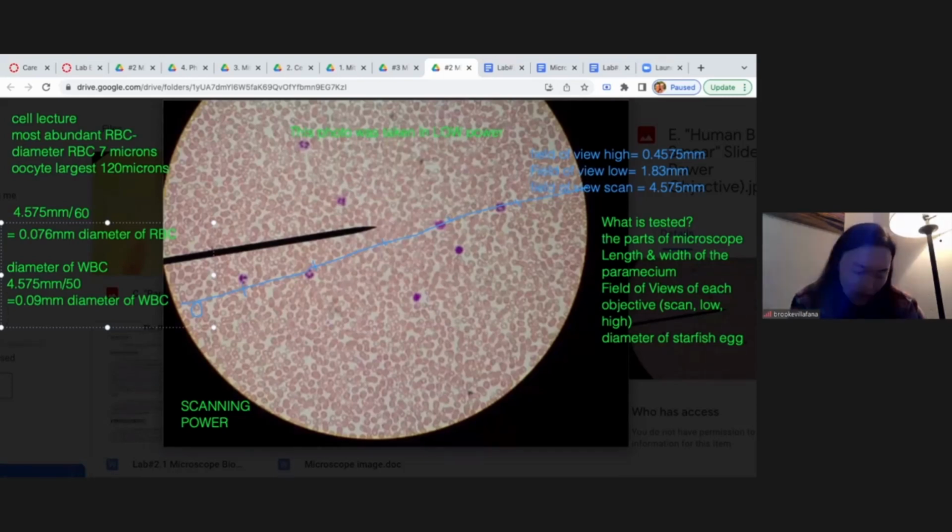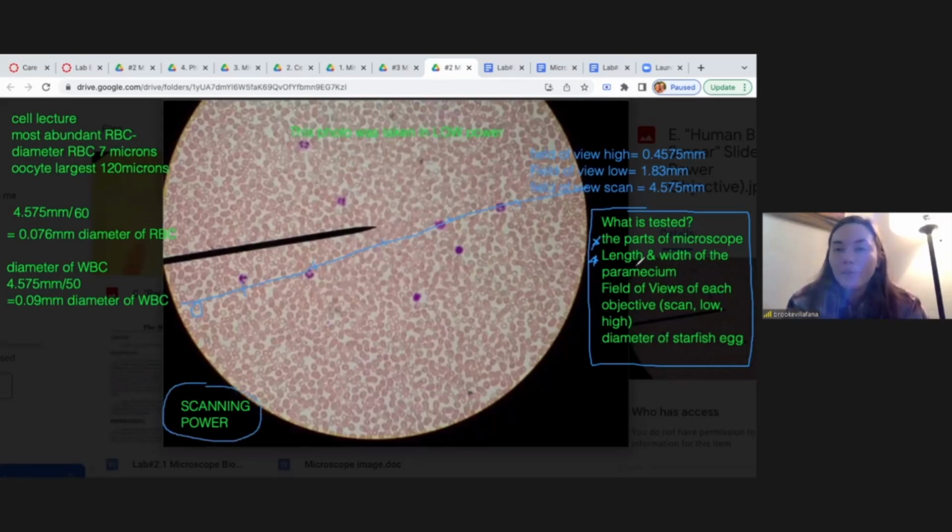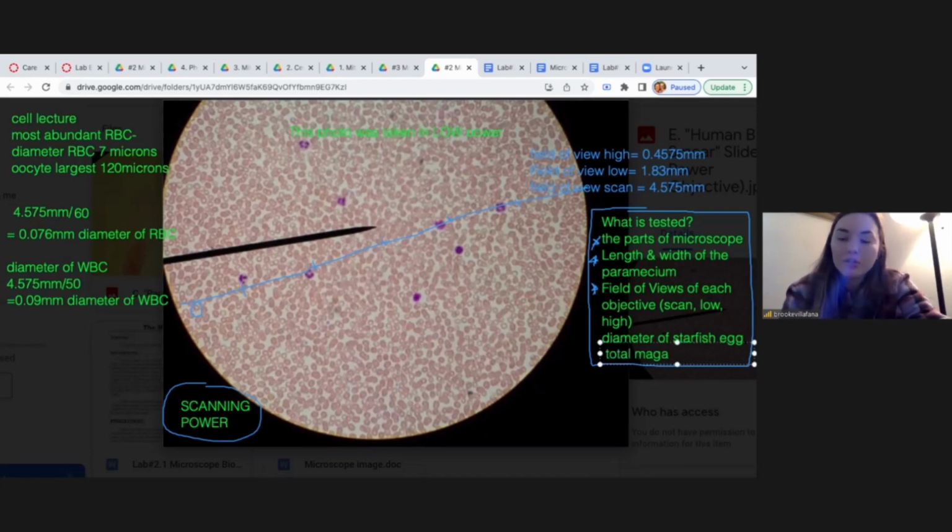All right. Any questions on the microscope packet? So just to recap, what is being tested? You guys need to know the parts of the microscope, and the length and the width of the paramecium. You need to know how to find that. If the only information you're given is what power, how do you find the length and the width, right? We start with the field of view. We divide it by how many we think can fit across. You need to know the field of views of each objective, the diameter of the starfish egg, and then one more thing, you need to know the total magnification of each objective.